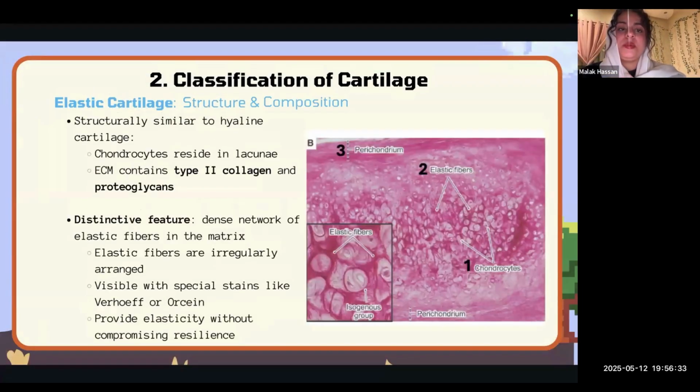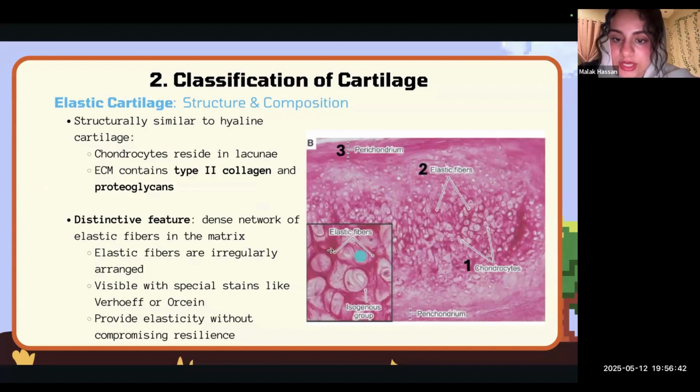Now, let's talk about elastic cartilage. Elastic cartilage is very similar to hyaline cartilage. The only difference is that there are elastic fibers. Now, you can see these elastic fibers here. There's a lot of elastic fibers existing around it. There's also this image, but in purple, and we'll see it in a bit. But yeah, so this is the elastic cartilage.